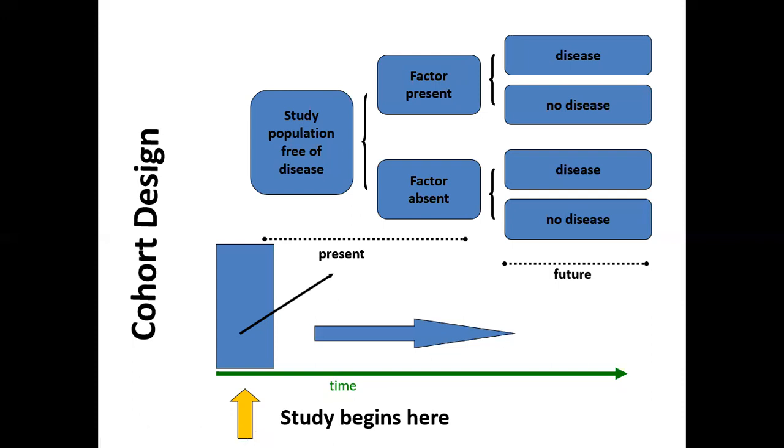So let me repeat this again. In a cohort design, we will start here, say today, for example, the study begins here, and we will start with a calculated sample from our target population. We will assume that they are free of the disease under investigation. Then we will categorize them as factor present and factor absent. Maybe this factor is radiation exposure. And we will follow them over time and see if those individuals maybe develop leukemia.